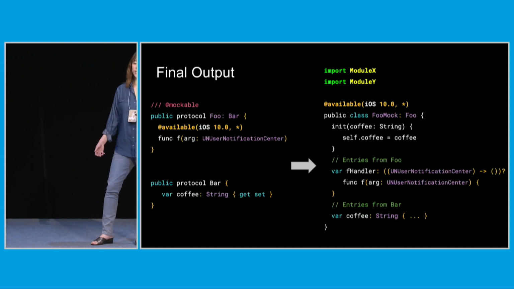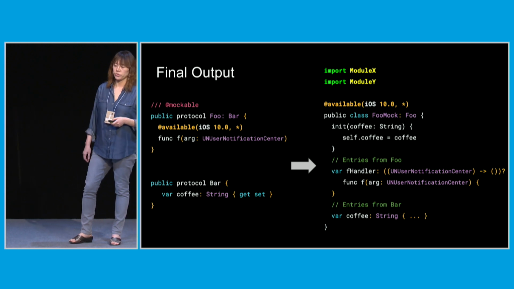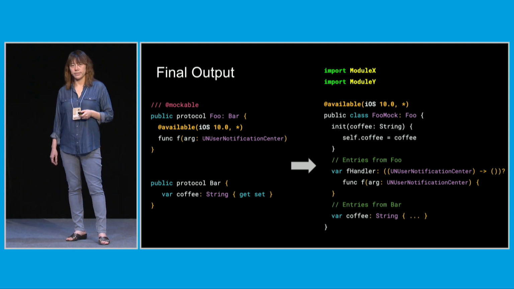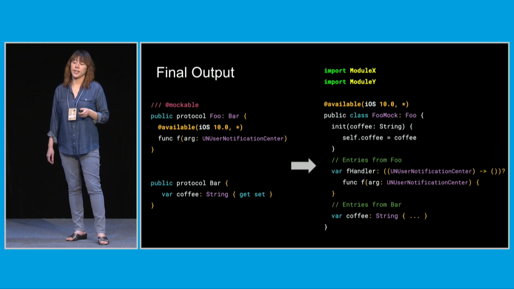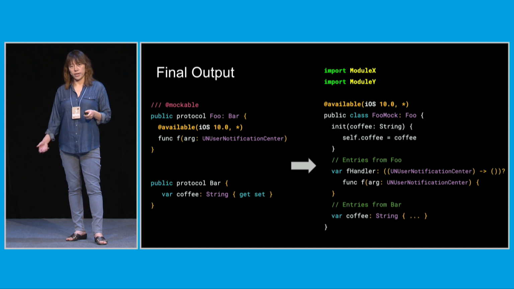Putting all these pieces together, we now have the final mock output. We have import lines, we handle attributes correctly, we have a class and an initializer, we have functions and variables and the underlying variables, and so on. And now it's ready for use.